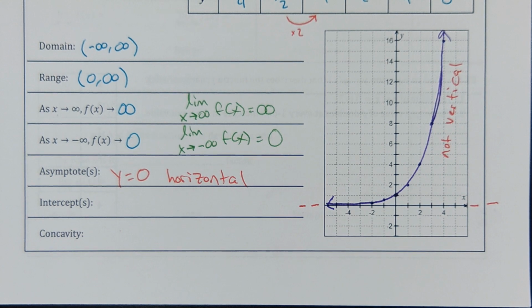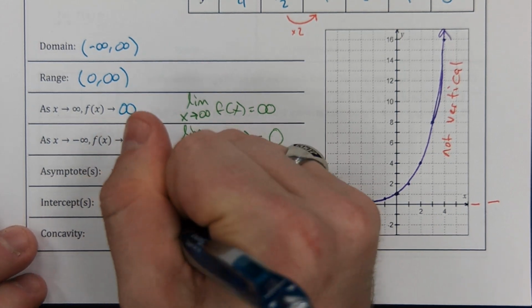And because my horizontal asymptote is the x-axis and no exponential can ever encounter its horizontal asymptote, we do not have an x-intercept. We only have a y-intercept, the initial value.